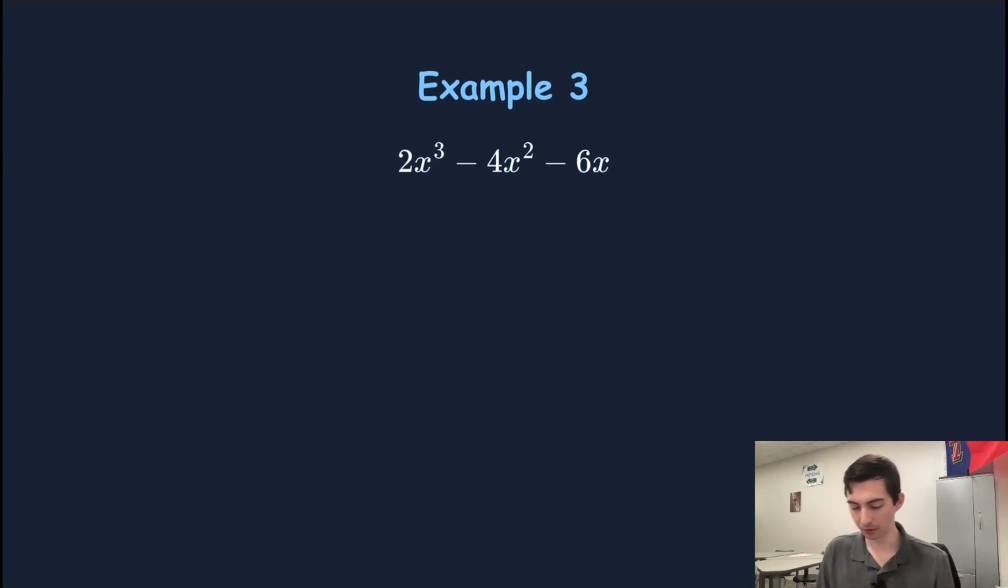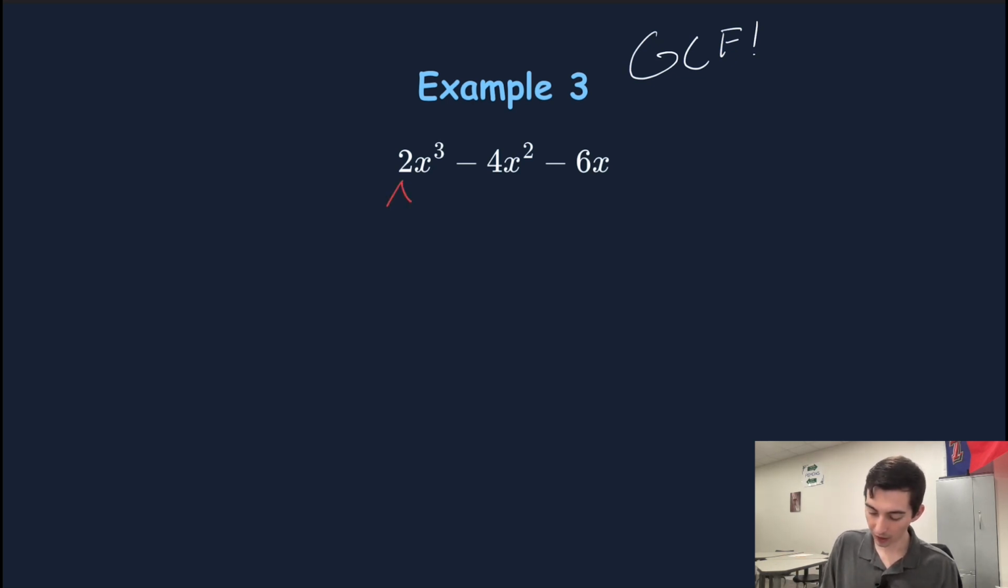For my third example, when I look at this, I notice it's a little bit different. I've got 2x cubed minus 4x squared minus 6x. So this isn't in my standard form, which should be ax squared to start off with. We talked about in a previous lesson that factoring GCF is always going to be my very first step to factoring. And that's exactly what I need to do here. We need to factor out a GCF before we can do anything else.